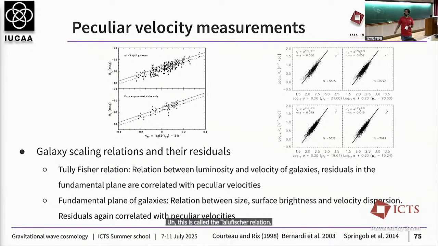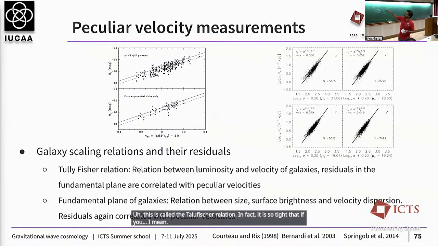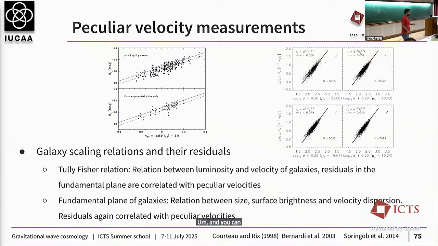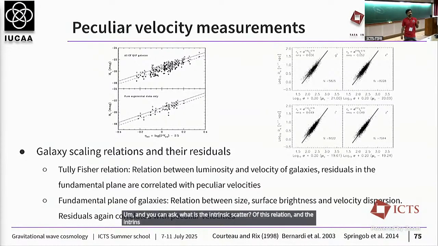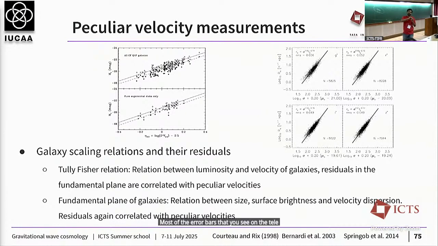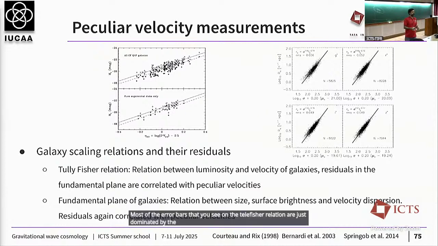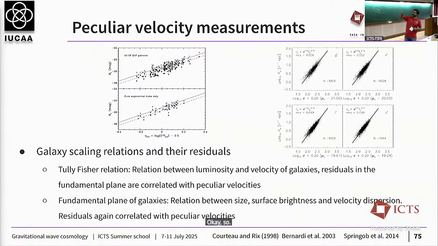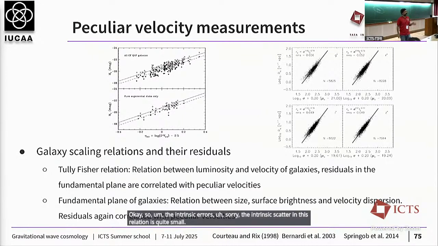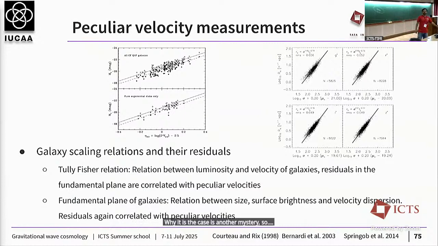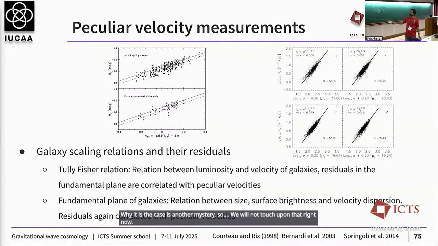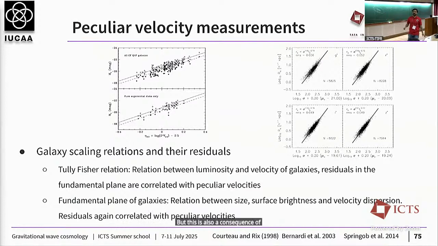In fact, it is so tight that, I mean, there are also error bars which are not shown here, but if you put the error bars, you can ask what is the intrinsic scatter of this relation. The intrinsic scatter is very difficult to measure because most of the error bars that you see on the Tully-Fisher relation are just dominated by the measurement errors themselves. Okay, so the intrinsic scatter in this relation is quite small. Why it is the case is another mystery, so we will not touch upon that right now. But this is also a consequence of the virial theorem in some sense.